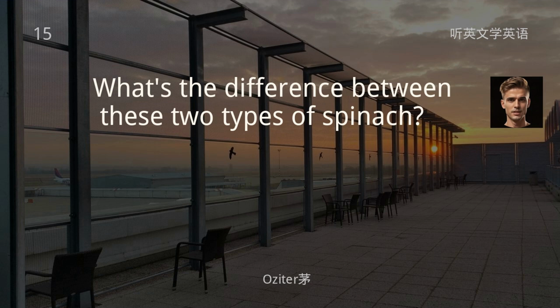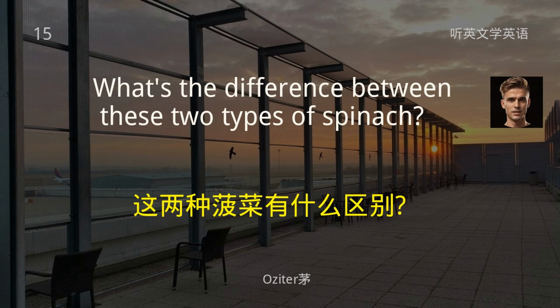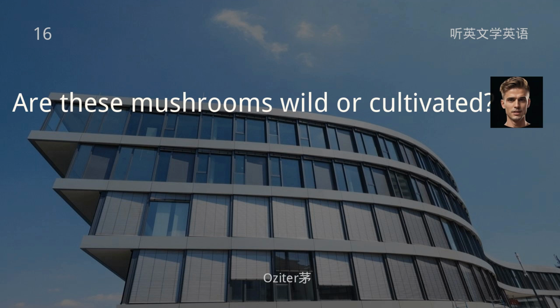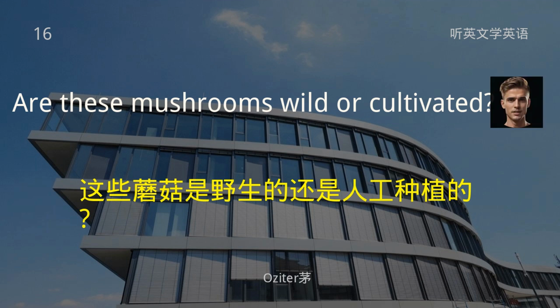What's the difference between these two types of spinach? 这两种菠菜有什么区别？ What's the difference between these two types of spinach? Are these mushrooms wild or cultivated? 这些蘑菇是野生的还是人工种植的？ Are these mushrooms wild or cultivated?